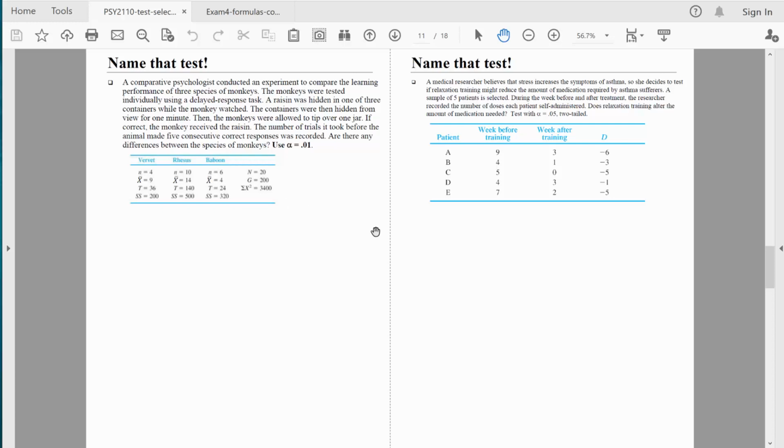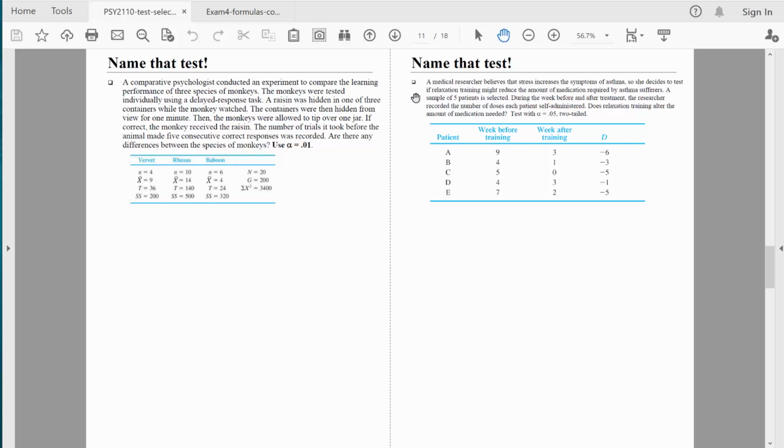Let's do one more. Take a look at this one right here. It looks like I have two groups of data, and then I see these D scores. You should already be thinking to yourself, well, when am I ever computing D scores? What are D scores? We're talking about difference scores. Let's read and see if we can get some more information.